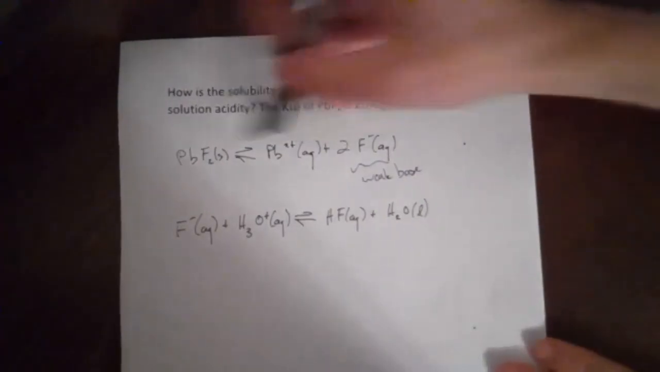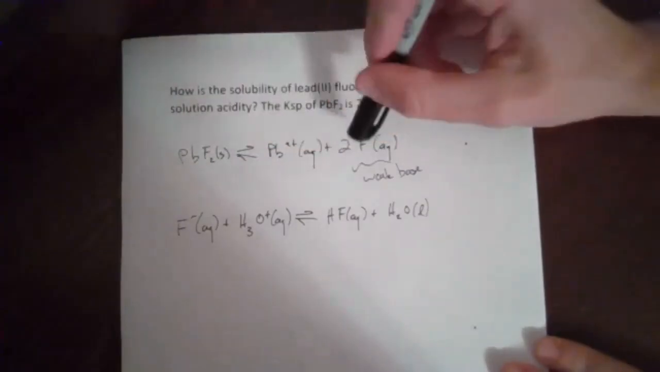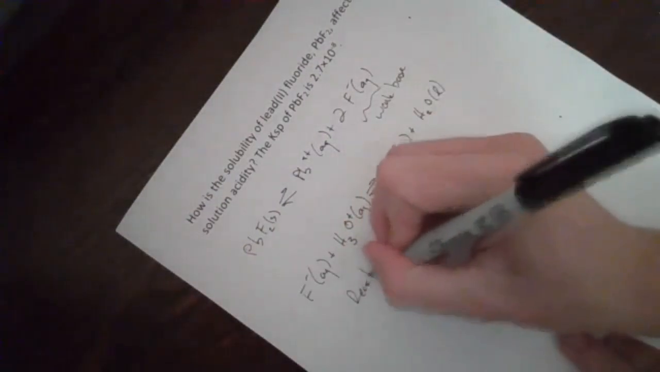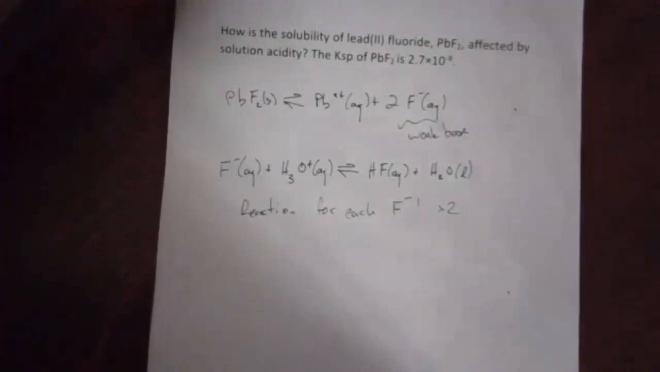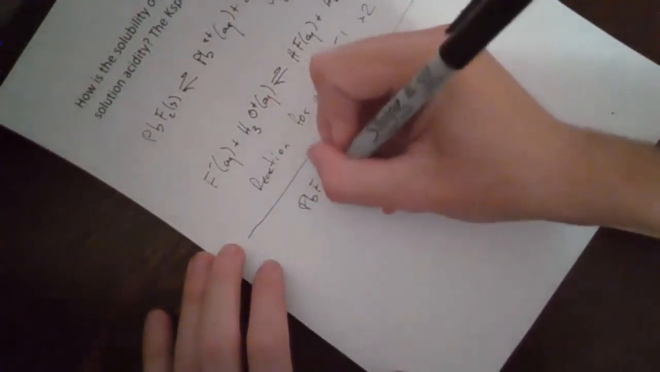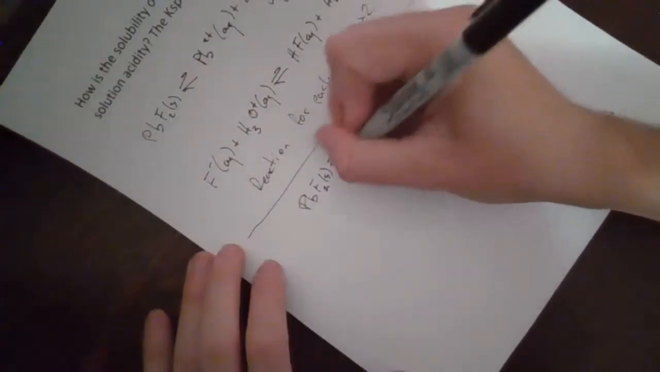And we know that when you dissolve 1 mole of lead-2 fluoride, you get 2 fluorides. So this reaction would happen for each fluoride, so that'd be a times 2. So we can think about the overall chemistry that happens when we dissolve. We can put it all together to see what goes on when you dissolve lead-2 fluoride in an acidic solution. The lead fluoride is going to dissolve.